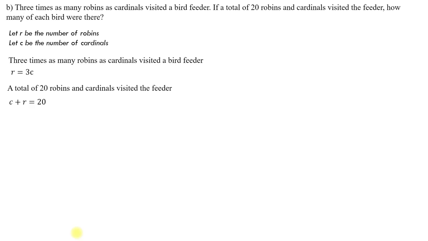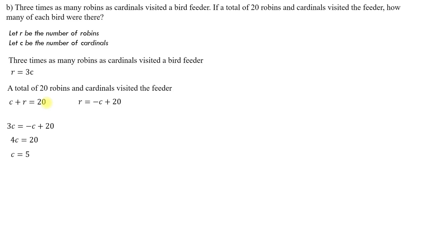So now we have 2 equations. However, one of our equations, this one right here, is not in slope-intercept form. So we need to rewrite that as R equals negative C plus 20. Now we have 2 equations in slope-intercept form. We could set them equal to one another. 3C equals negative C plus 20. Collect all our variable terms on one side and our numbers on the other and solve for C, and we arrive at a value of 5 for C.